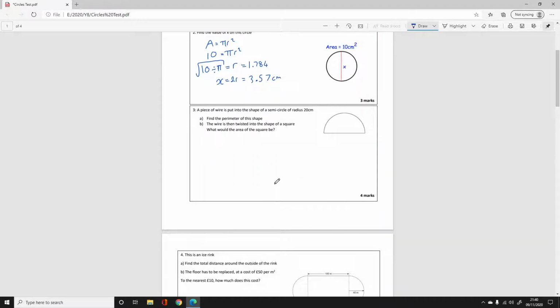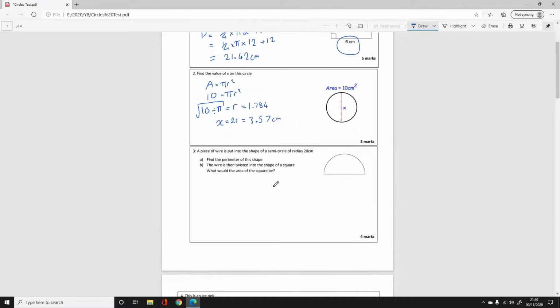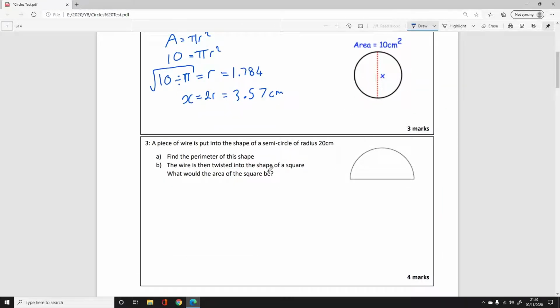Okay, a piece of wire is put in the shape of the semicircle of radius 20. We want to find the perimeter of this shape, and then we want to find the area of the square. Let's actually zoom in a bit so I can be a bit more precise with these drawings. So perimeter. This is a semicircle, so we're going to need to do a half times the circumference plus the diameter, and we know that the radius of that semicircle is 20, so that means the diameter of that semicircle is 40. So we can go half times pi times 40 and then plus 40 as well.